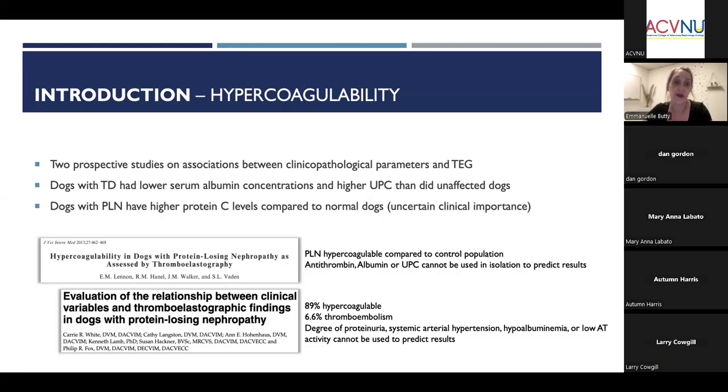They are also quickly mentioning that the protein C levels in PLN dogs are higher than in normal dogs. That has been shown in a study, but it's of uncertain clinical importance. And I think they may be mentioning that in the introduction because one of their points is that TEG is not necessarily available everywhere. So that could be one of the tests that is run as well.